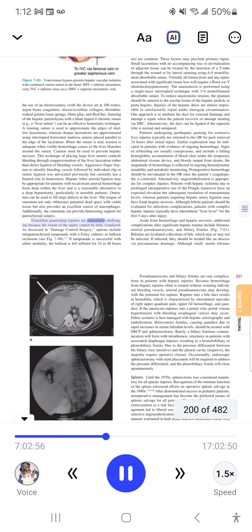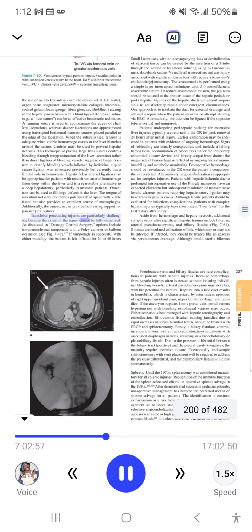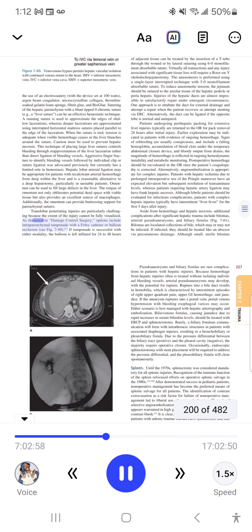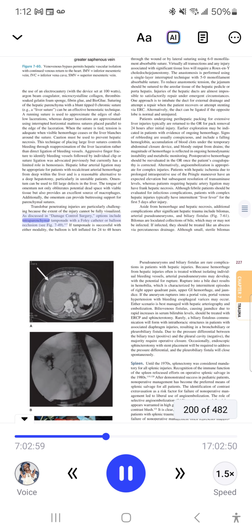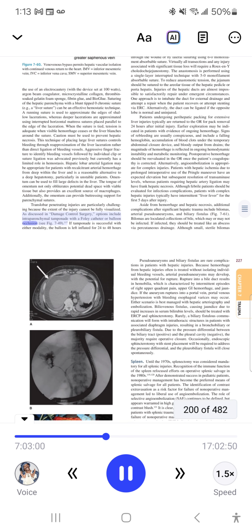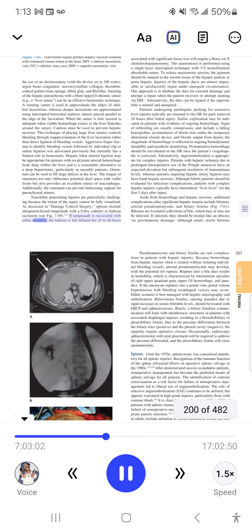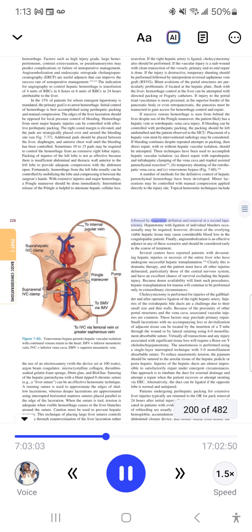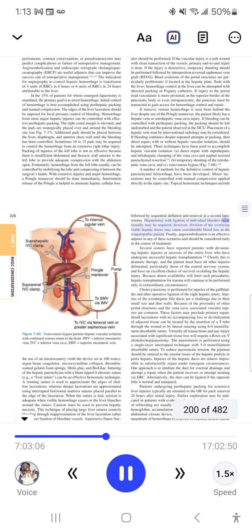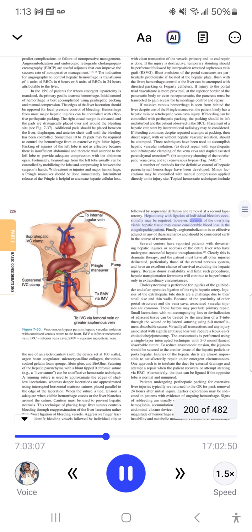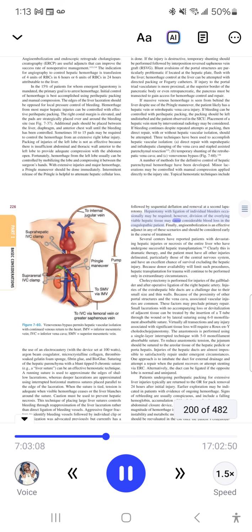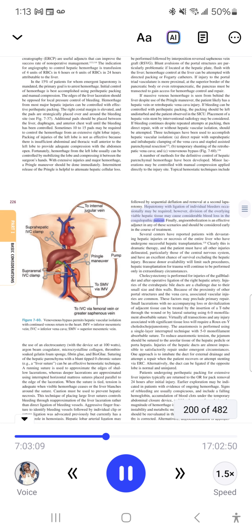Translobar penetrating injuries are particularly challenging because the extent of the injury cannot be fully visualized. As discussed in damage control surgery, options include intraparenchymal tamponade with a Foley catheter or balloon occlusion, Figure 7.49. If tamponade is successful with either modality, the balloon is left inflated for 24 to 48 hours, followed by sequential deflation and removal at second laparotomy. Hepatotomy with ligation of individual bleeders occasionally may be required. However, division of the overlying viable hepatic tissue may cause considerable blood loss in the coagulopathic patient.